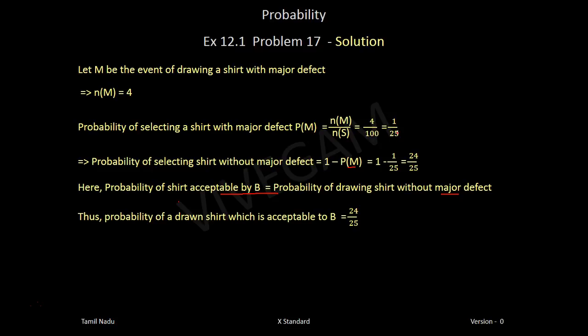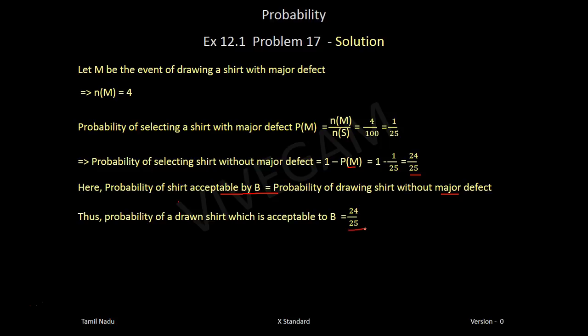So 4 by 100 is 1 by 25. So the probability of selecting a shirt without major defect is 1 minus P of M. That is 1 minus 1 by 25, that is 24 by 25. So the probability of selecting a shirt without major defect is 24 by 25. We know B accepts shirts without major defects. Therefore, the probability of a shirt drawn acceptable to B will be this 24 by 25.